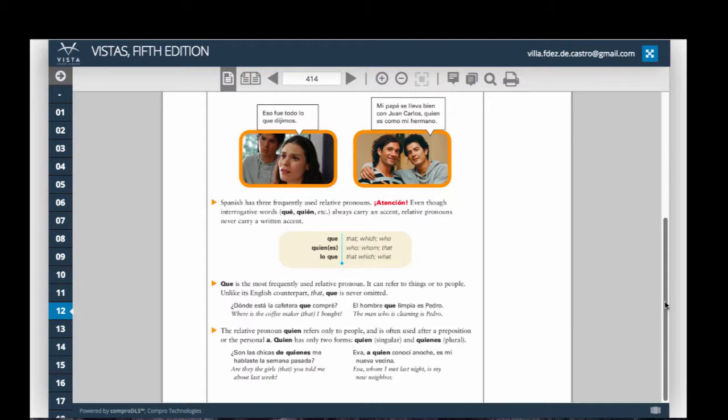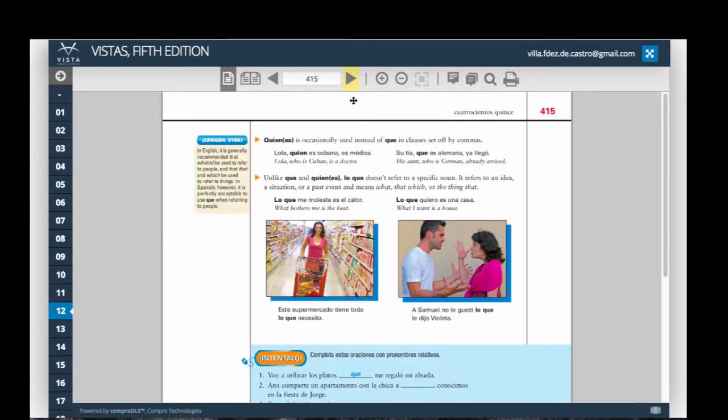So from these three common ones, que will be used for things or people. Quién will be used for people, and usually is the pronoun that follows prepositions, and also the pronoun that goes between two commas as a clarification instead of que when referred to people. And finally, lo que is used to refer to an idea, something that is not specific, it's more of an idea or a situation.